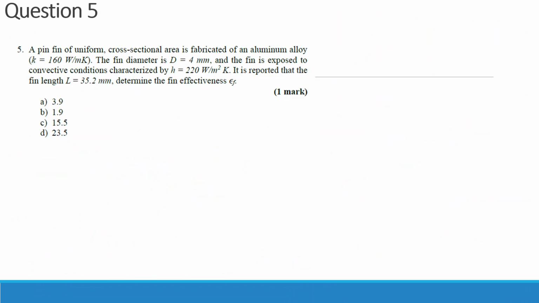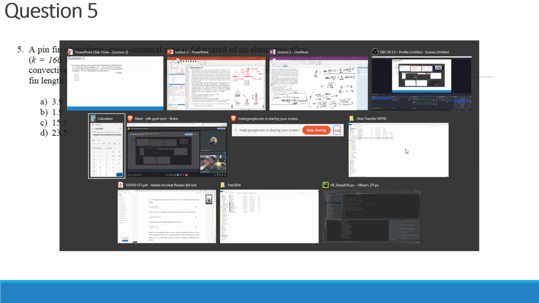So let's discuss the last question for today's class. I will give you some time to read the question and then you can try solving it on your own. This question is related to fin effectiveness. You have been asked to find the fin effectiveness for this pin fin. Just try solving it. Meanwhile, if you have any doubt, you can just ask me.